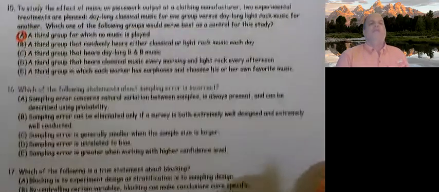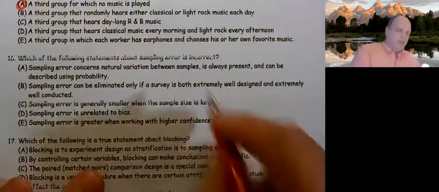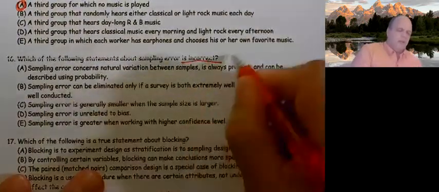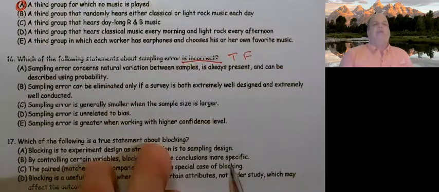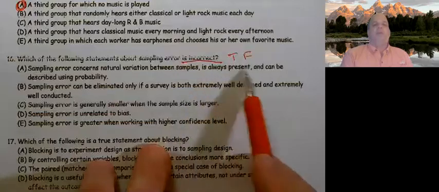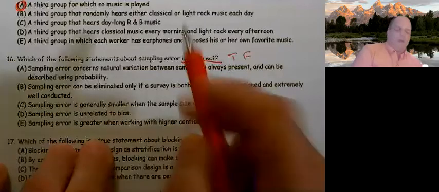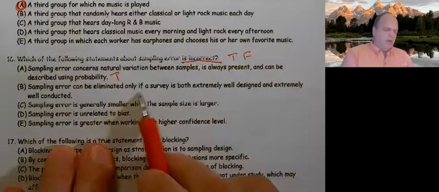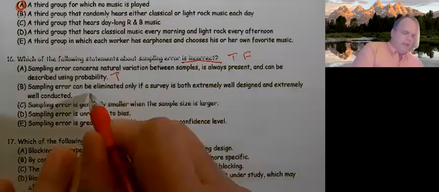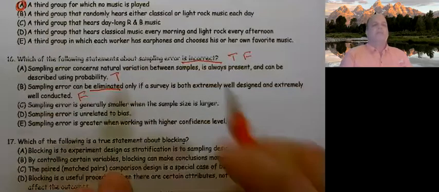16, which of the following statements about sampling error is incorrect? Once again, anytime it's incorrect, make true, false. Sampling error concerns natural variations between samples, is always present and can be described using probability. Well, guess what? That's true. Sampling error can be eliminated only if sampling error cannot be eliminated. So this is going to be false, so this is probably our answer.